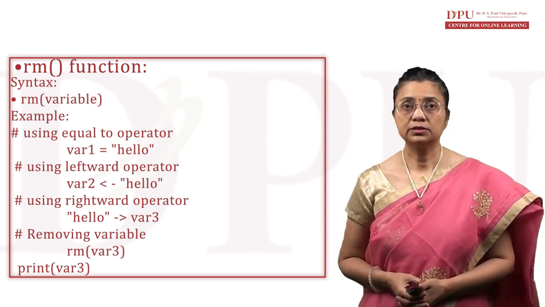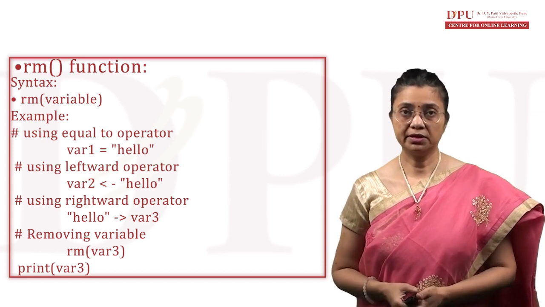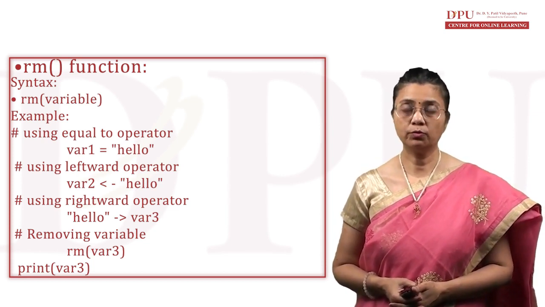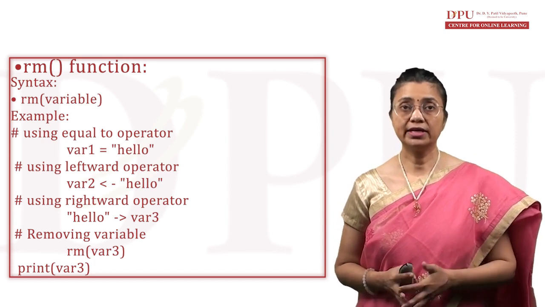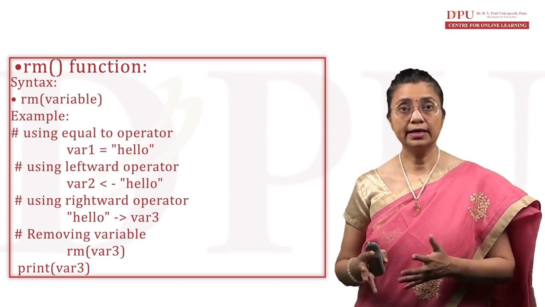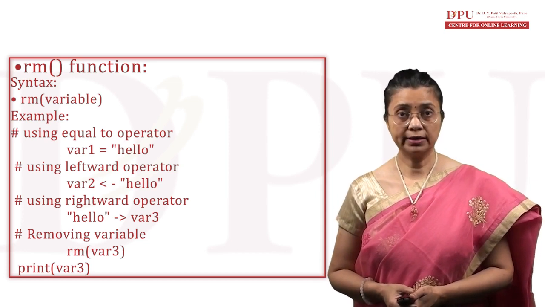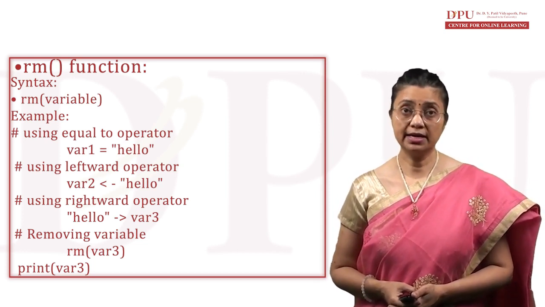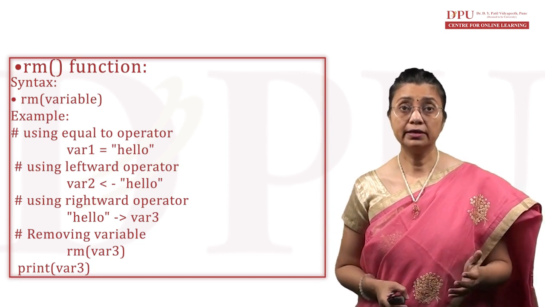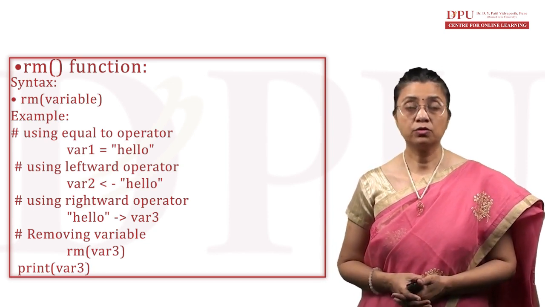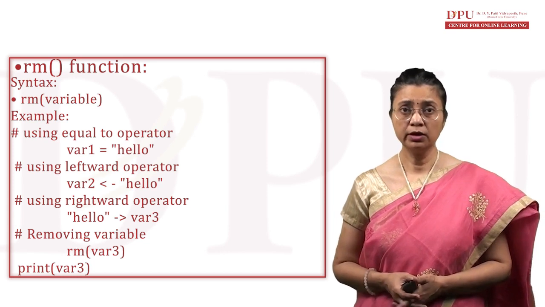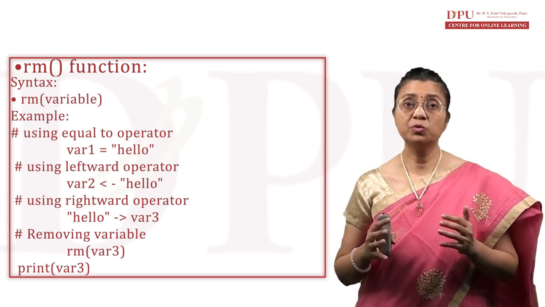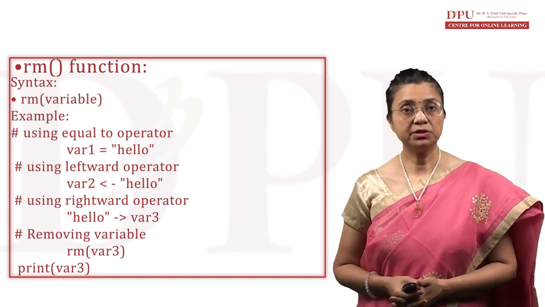An example is using the equal to operator. I have created a variable var1 and assigned a value hello. Likewise, I have taken a variable var2 and assigned a value hello again. And the third one is again a variable var3 and I have assigned a value hello, but here I am using the right arrow operator. Now I write rm(var3), which means I am removing variable 3 from the workspace.